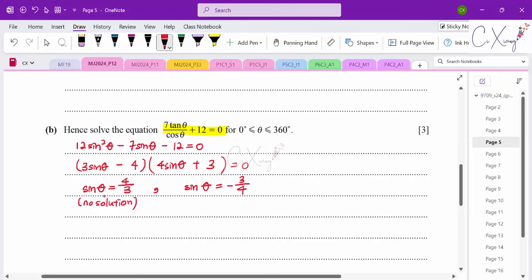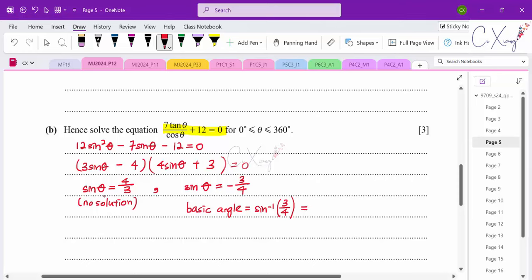Therefore, we can only solve this second equation here. To solve this second equation, the first step is to find the basic angle. To find this basic angle, it is sine inverse. And for the basic angle, we always ignore the negative sign. So I'm having 3 over 4.